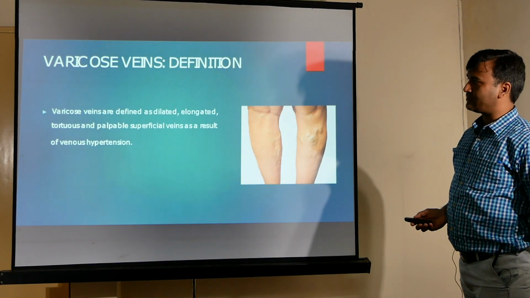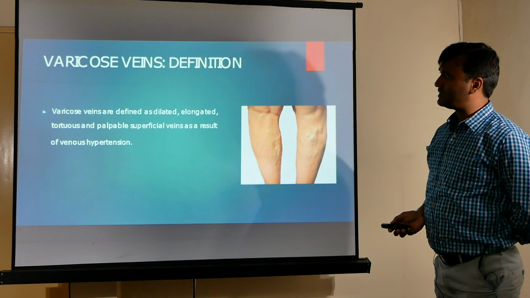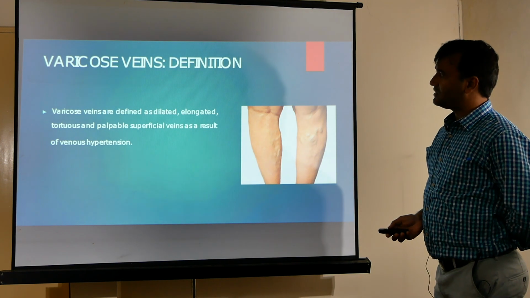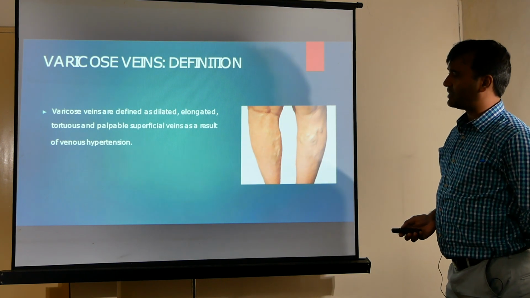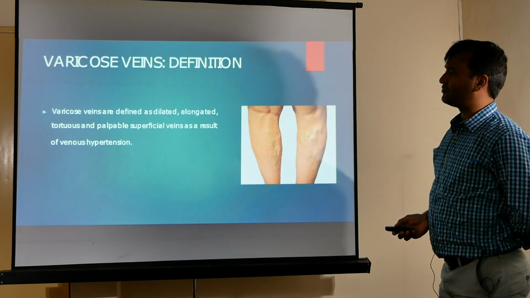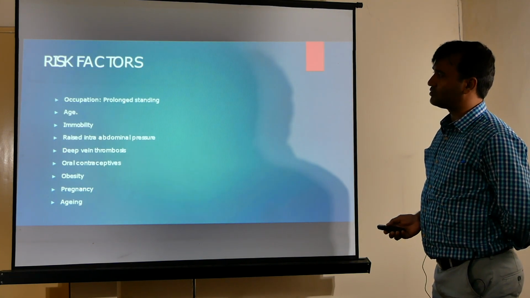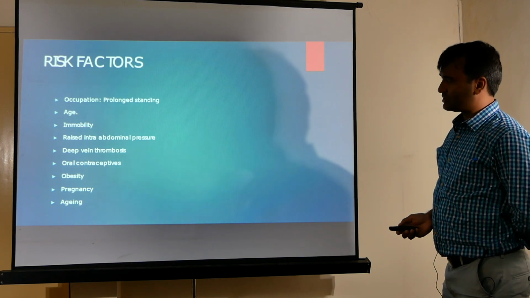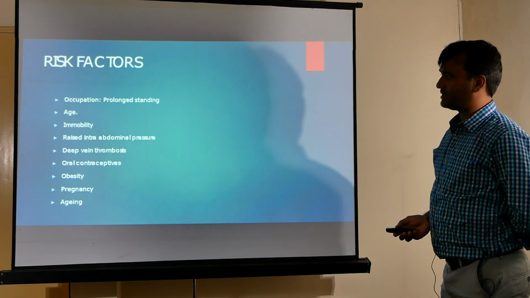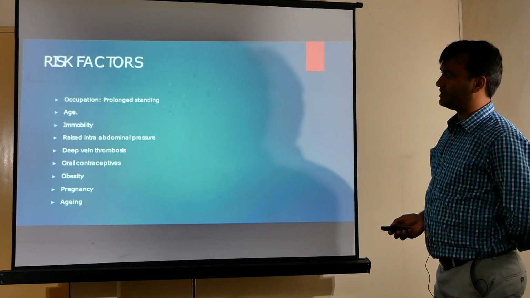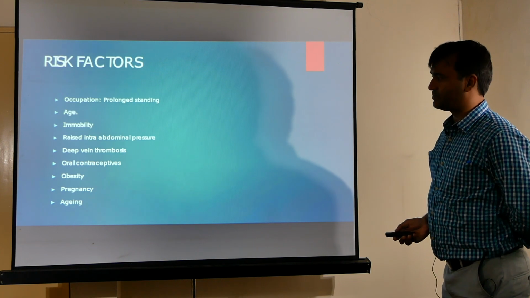Then we will go through the varicose veins. Varicose veins are defined as dilated, elongated, tortuous and palpable superficial veins as a result of venous hypertension. The various risk factors causing varicose veins are occupation, prolonged standing, age, immobility, raised intra-abdominal pressure, DVT, oral contraceptives, obesity, pregnancy and aging.